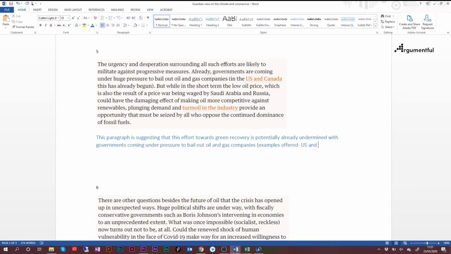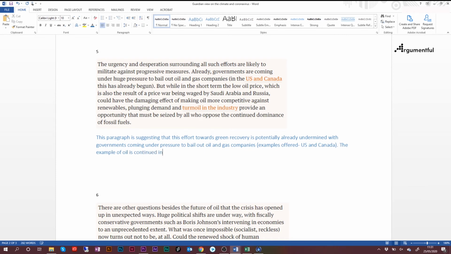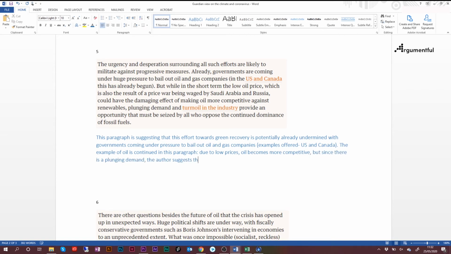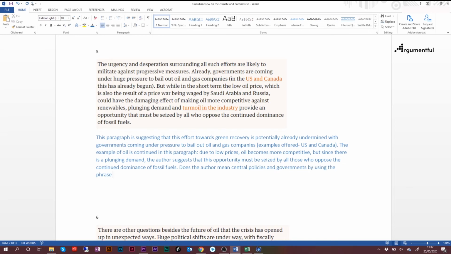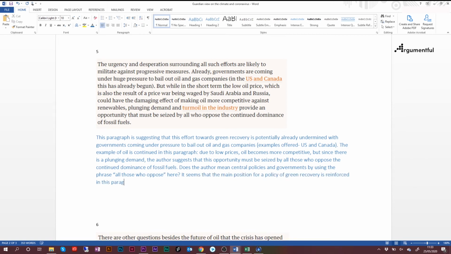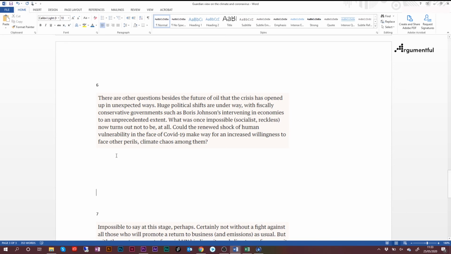The example of oil is continued in this paragraph. Due to low prices, oil becomes more competitive. But since there is a plunging demand, the authors suggest that this opportunity must be seized by all those who oppose the continued dominance of fossil fuels. So does the author mean central policies and governments by using the phrase "all those who oppose" here? I'm not sure, but it seems that the main position for a policy of green recovery is reinforced in this paragraph.